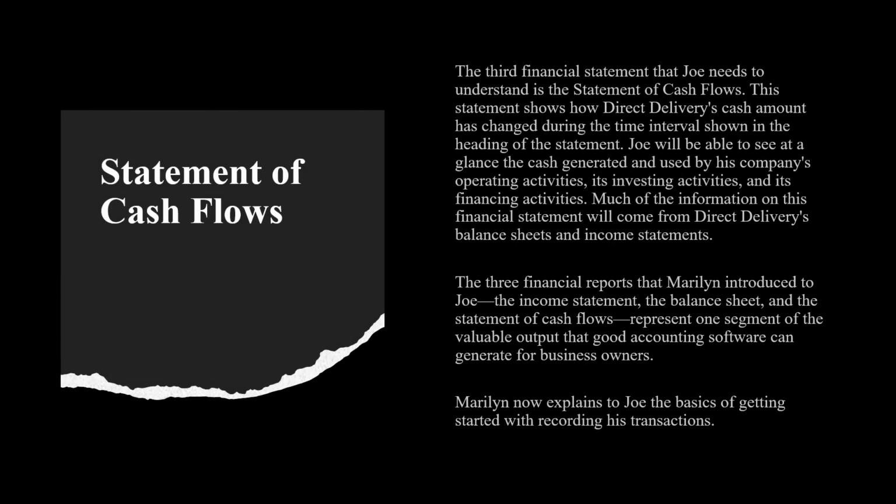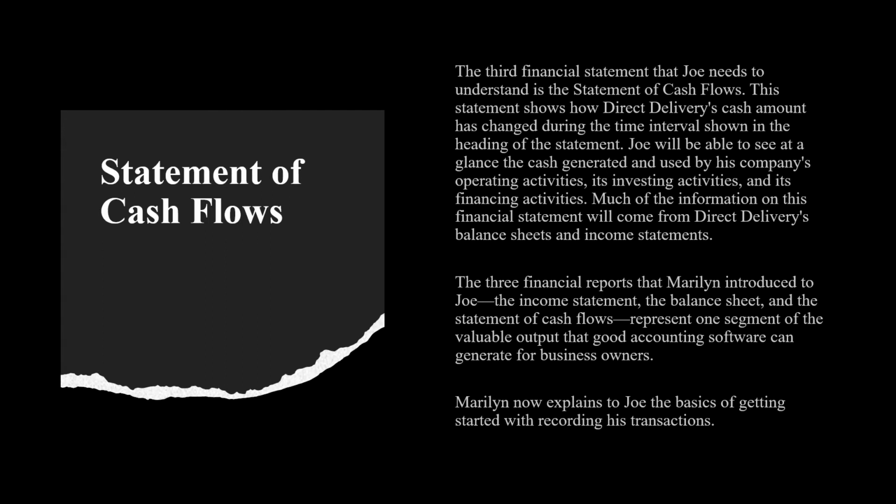Statement of cash flows. The third financial statement that Joe needs to understand is the statement of cash flows. This statement shows how Direct Delivery's cash amount has changed during the time interval shown in the heading of the statement. Joe will be able to see at a glance the cash generated and used by his company's operating activities, its investing activities, and its financing activities.